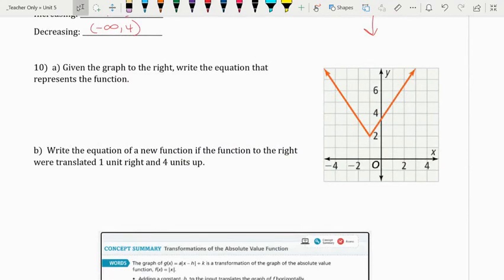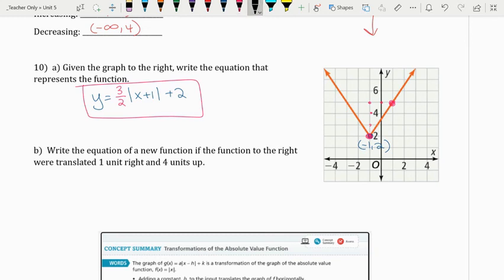So it says for number 10, given the graph to the right, write an equation that represents the function. Then in part B, it says write an equation of a new function that is translated 1 unit right and 4 units up. Okay, so first let's write an equation for this one. My vertex is at -1, 2. So that means we're going to be with x plus 1 plus 2. Only thing left to do is figure out our slope. If we pick this point and this point, we would be going up 1, 2, 3 over 2. And that would be our equation.